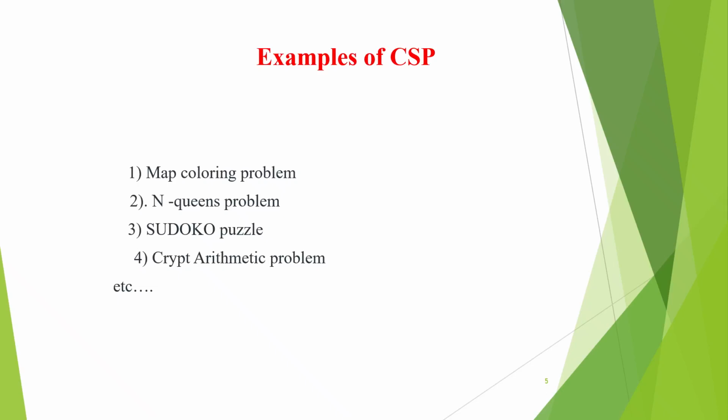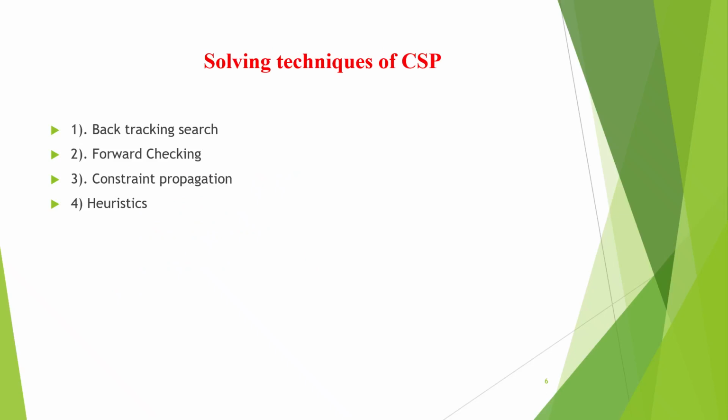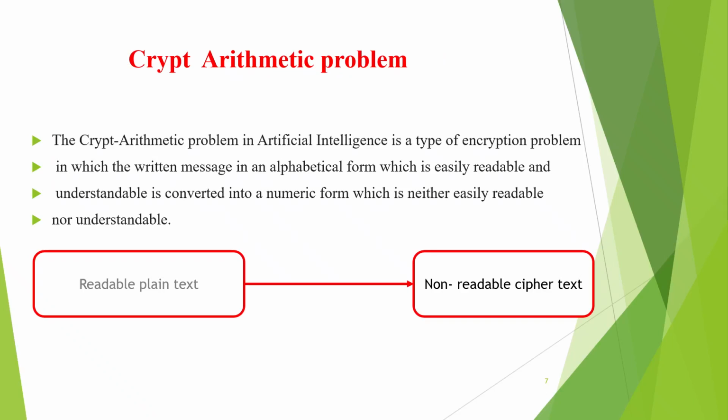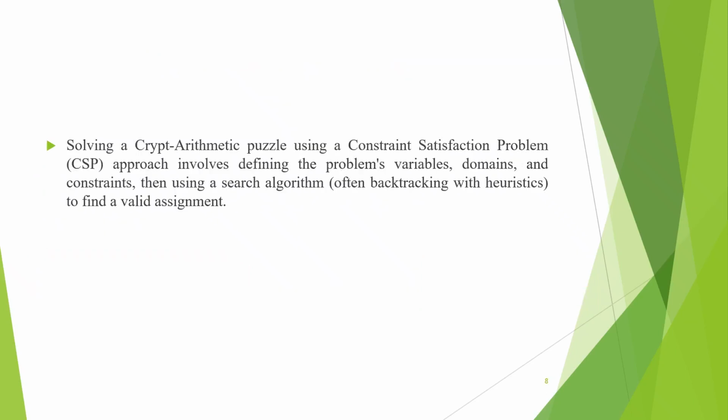Examples of CSP are the map coloring problem, N-Queens problem, Sudoku puzzle, cryptarithmetic problem, etc. What are the solving techniques of CSP? Backtracking is the main technique used in CSP, along with heuristics. What is a cryptarithmetic problem? Converting the readable plain text into non-readable ciphertext is the cryptarithmetic problem. So solving a cryptarithmetic puzzle using the constraint satisfaction problem approach involves defining the problem's variables, domains, and constraints, and all constraints should be satisfied.